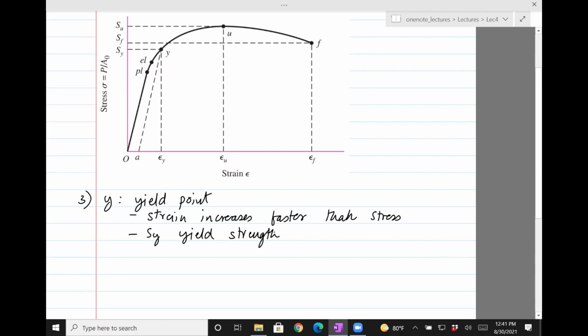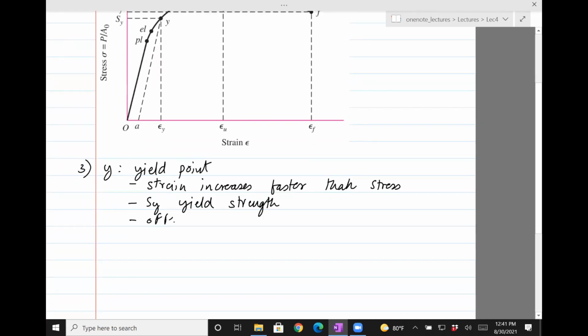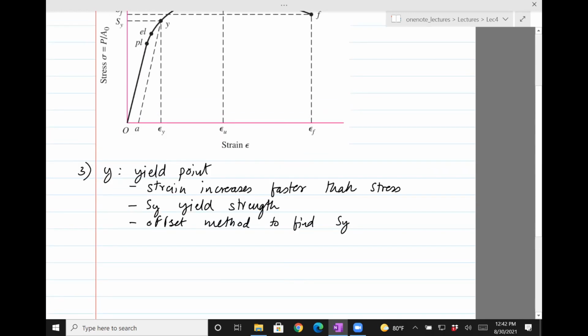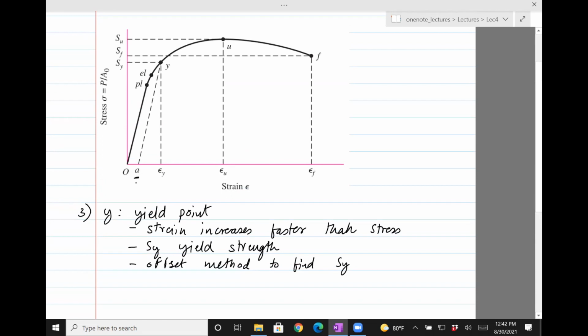Now, how do you actually find this? So PL is easy, right? It's when the system starts becoming nonlinear. EL is also easy to an extent because that's where you see permanent deformation. It's not clear how to find the yield point. So what people do is they have a method called the offset method to find Sy. So what they do is they define this point A, that A is some percentage of the gauge length.